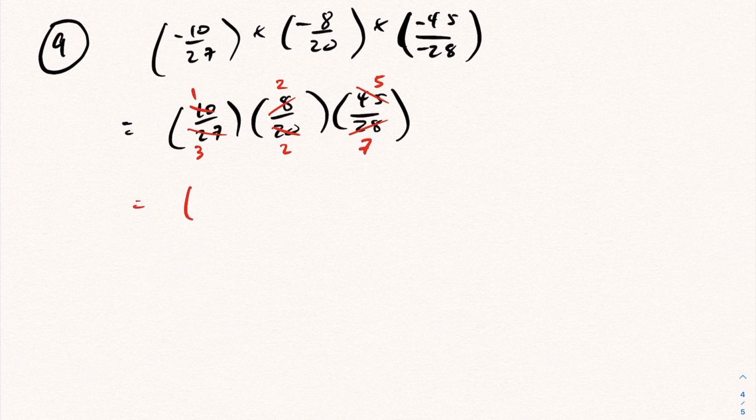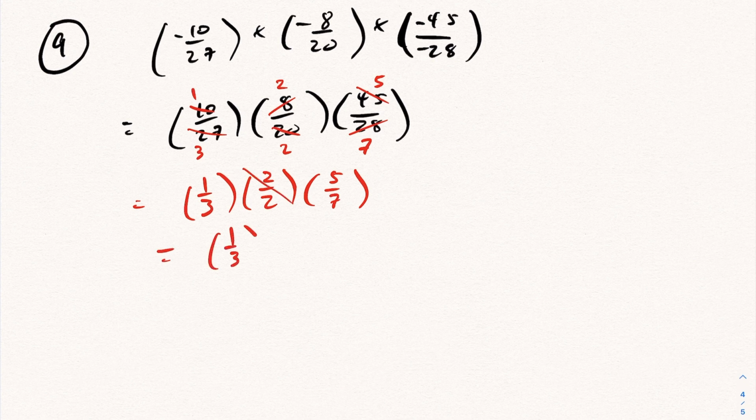So now I can write this down here. This becomes 1/3, 2 over 2, and 5 over 7. And now those will cancel to become a 1. So this becomes 1/3 times 5 over 7. Now we're in a position where we can multiply. I don't have any more reduction to do here. Once you've reduced fully, then multiplication of fractions is easy. It's just the top with the top, which is 5 times 1 is 5, and the bottom with the bottom, which is 3 times 7 is 21.